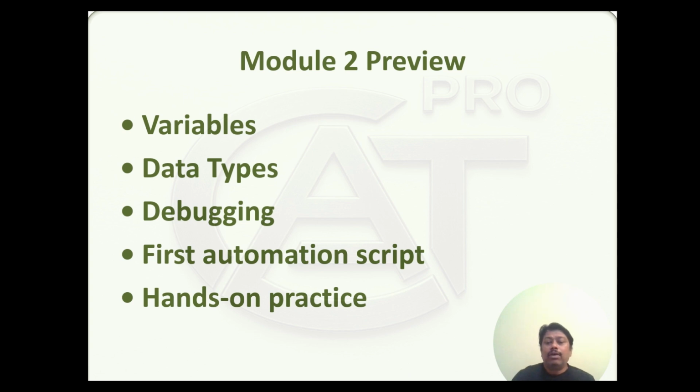And what we will be discussing in module 2: variables, data types, debugging, first automation script, hands-on practice. First, we will discuss variables. What are variables here? And then data types. It will take 2 to 3 hours for each type of knowledge about variables, what are variables, data types, debugging.